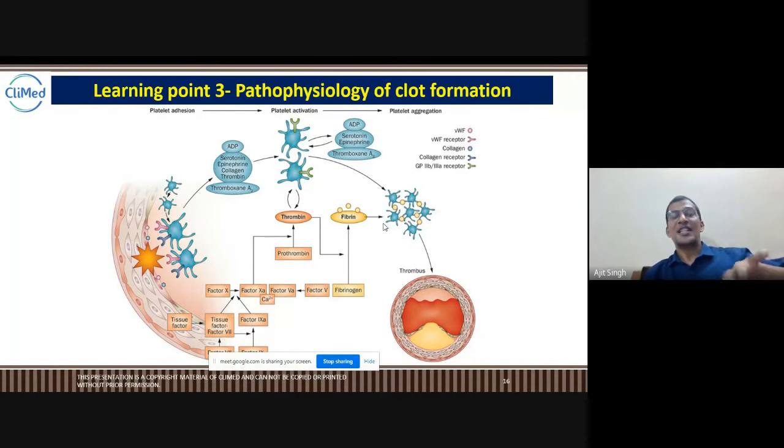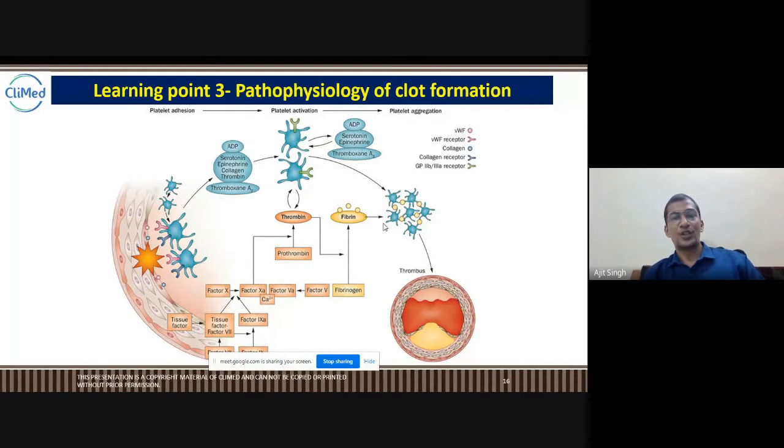Then it will increase the size. How it increases the size actually defines the type of MI. In stable angina, it is very, very slow, very small. In unstable angina, it is quite speedy. But in the case of infarction, it is fastest. It is severe injury, severe clot formation, and severe blockage. That's how the thrombus occurs in your blood vessel.